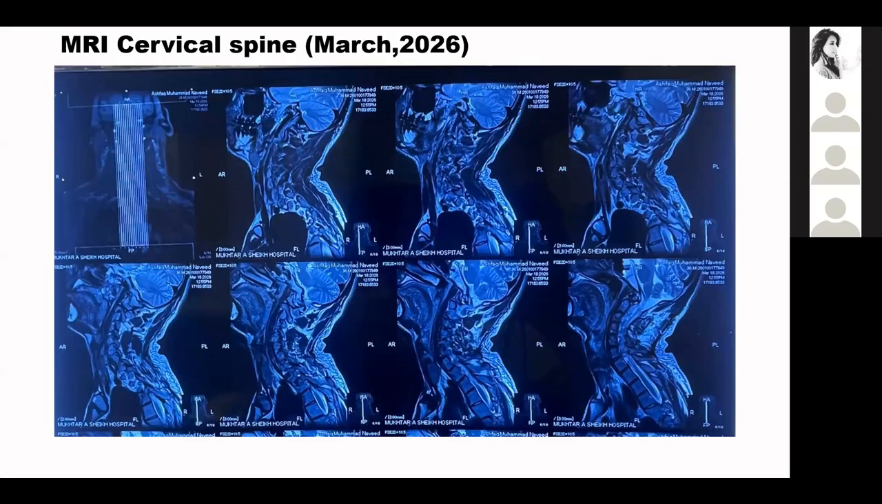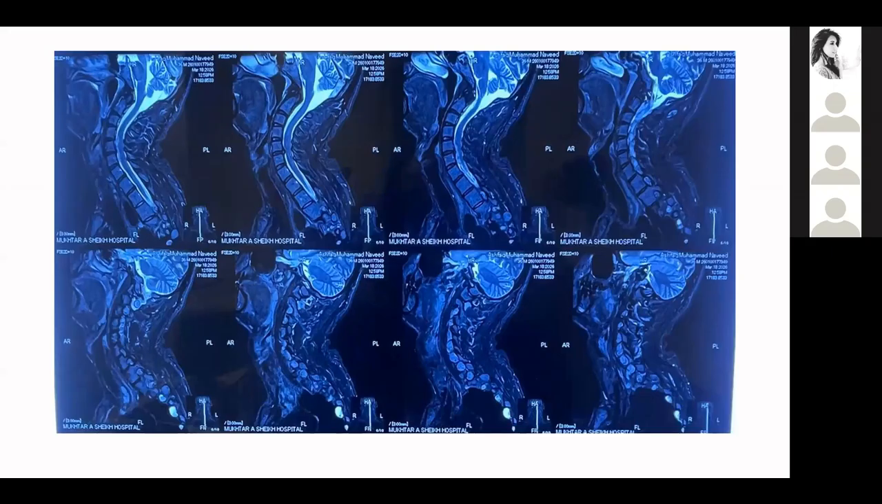All right, so this is imaging done in March 2026, and these are limited sagittal T2 weighted images in which you can see that there is exaggerated cervical lordosis, and of course there must be some element of scoliosis as well. That's why we are not getting that midline image.